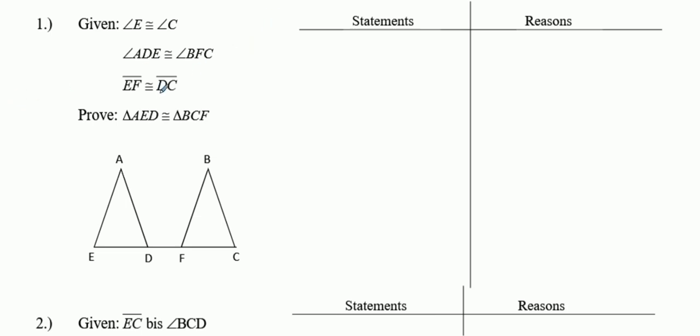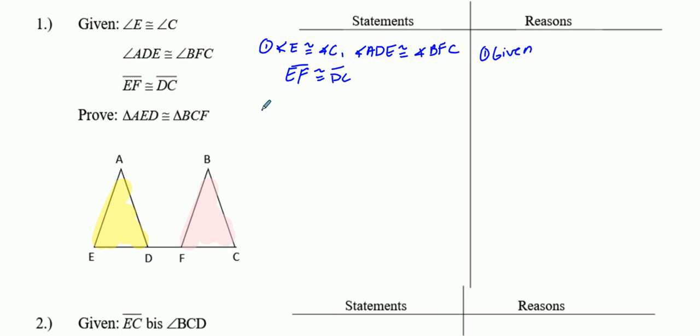this period. So in number 1, you were asked to prove that triangle AED and triangle BCF are congruent to each other. So I'll go ahead and highlight those. And we were given angle E is congruent to angle C, angle ADE is congruent to angle BFC, and segment EF is congruent to segment DC. So I'll go ahead and mark those in.